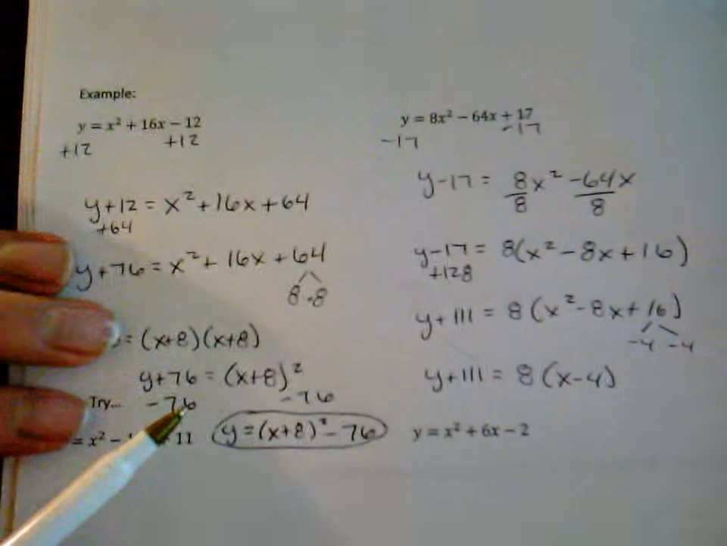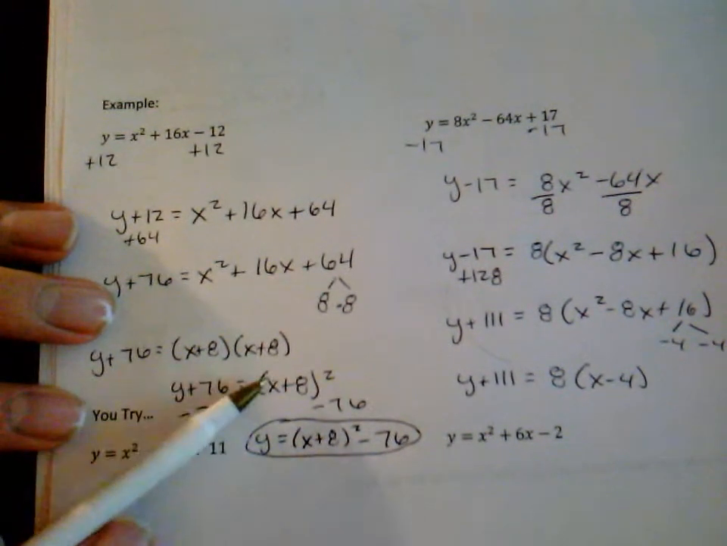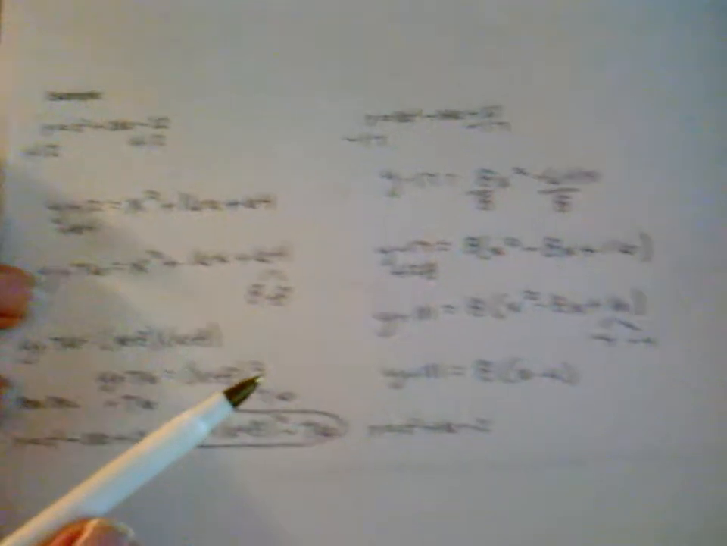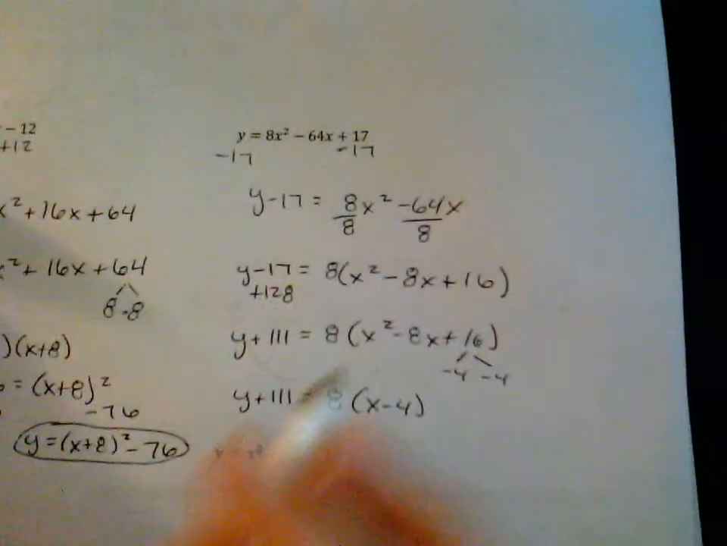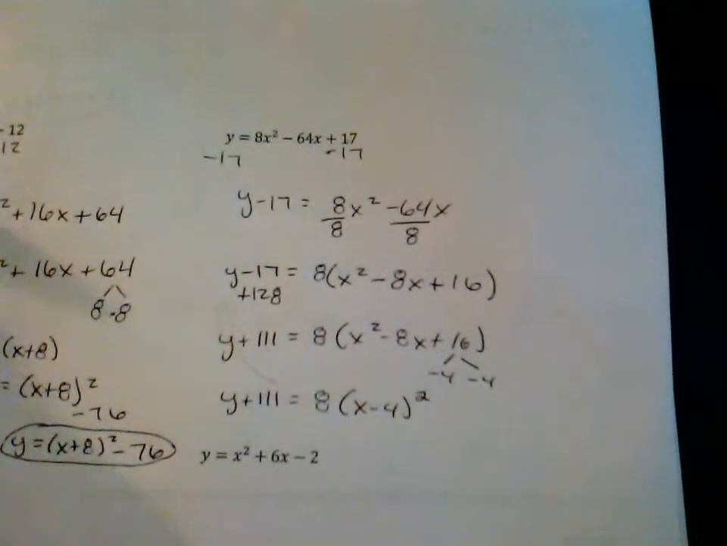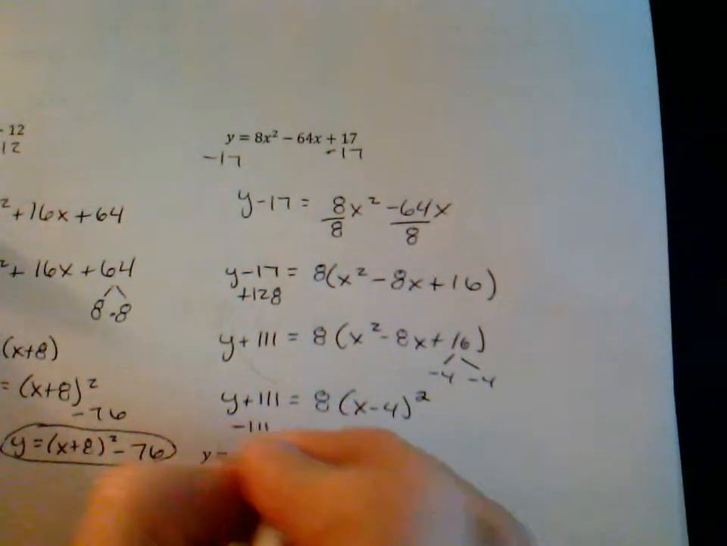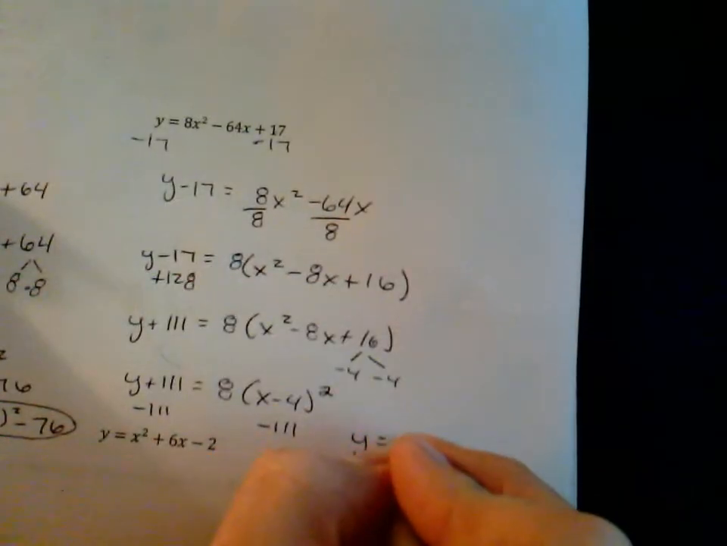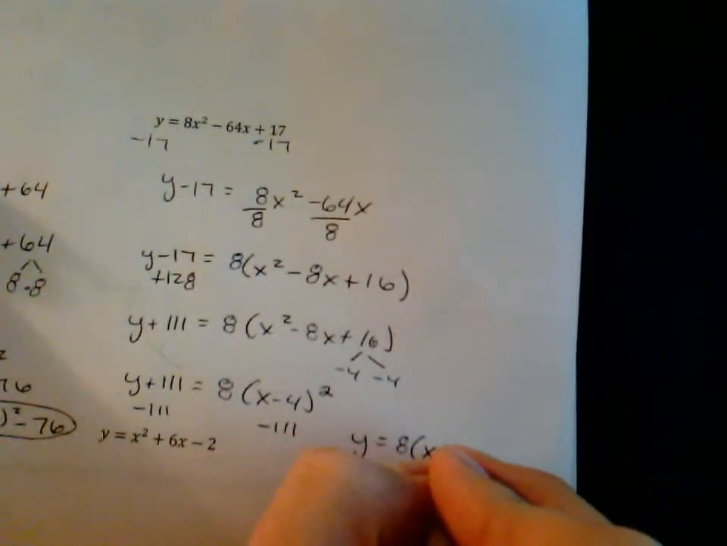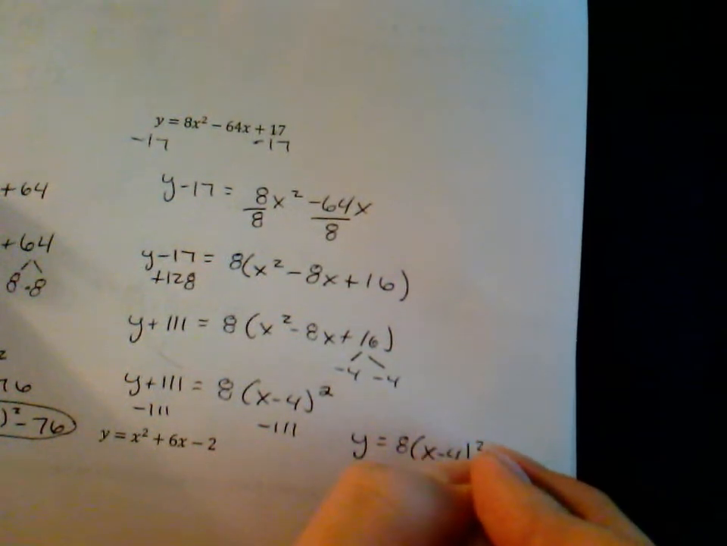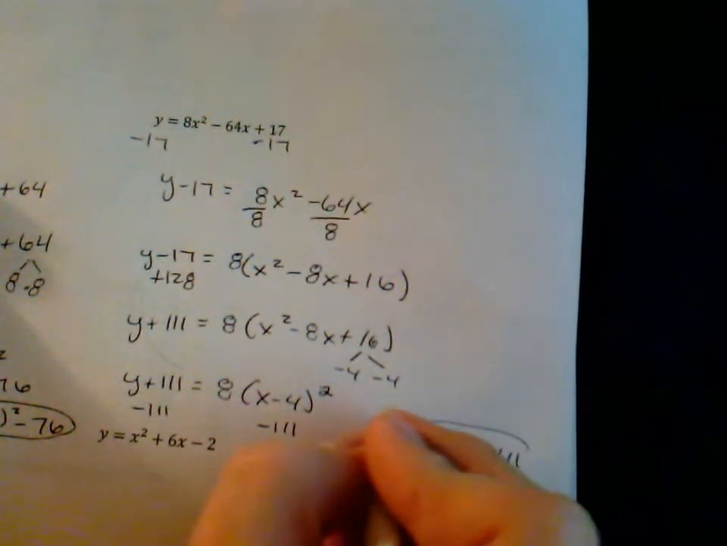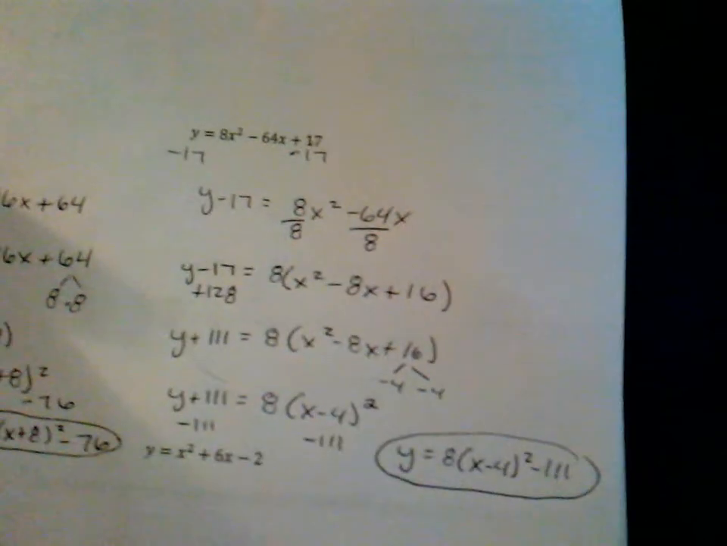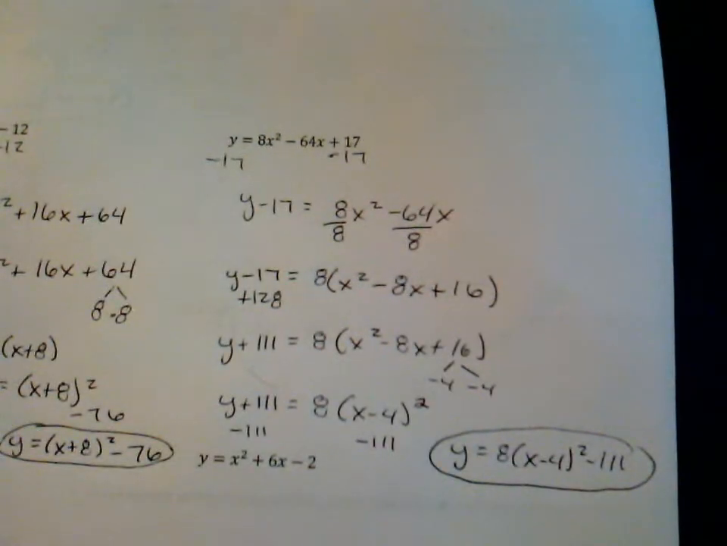And instead of doing this whole thing again where I write it twice and then write it once with a squared, I'm just going to skip to that step. So I'm just going to square this. Then our last step is to get rid of the 111. So you subtract 111 from both sides. So y equals 8 times x minus 4 squared minus 111. And that's how you do this.